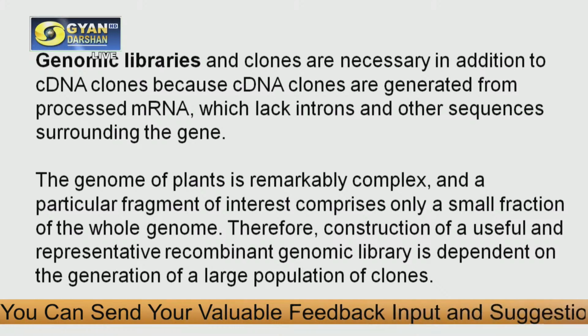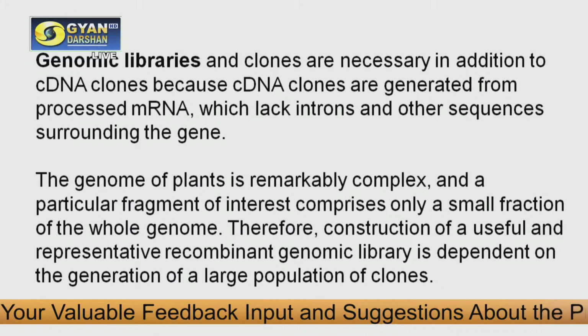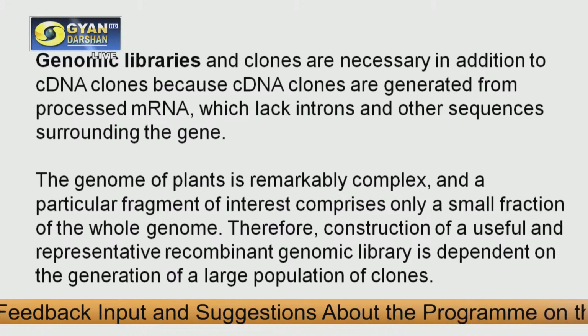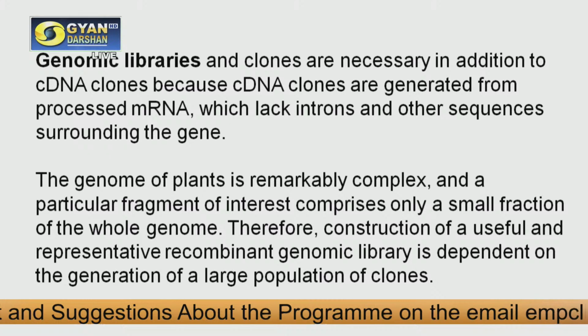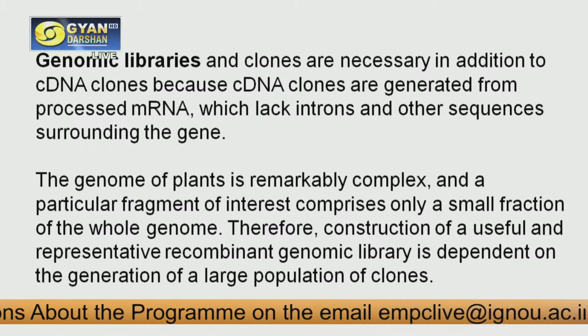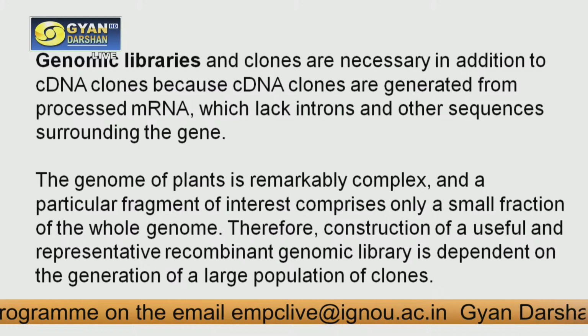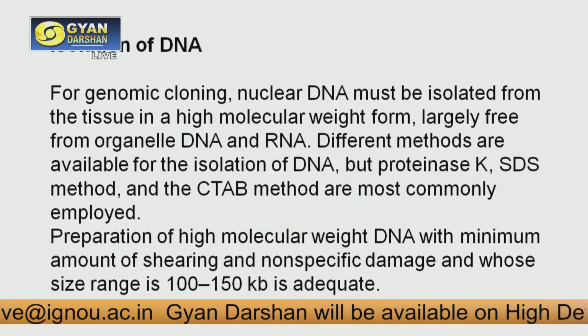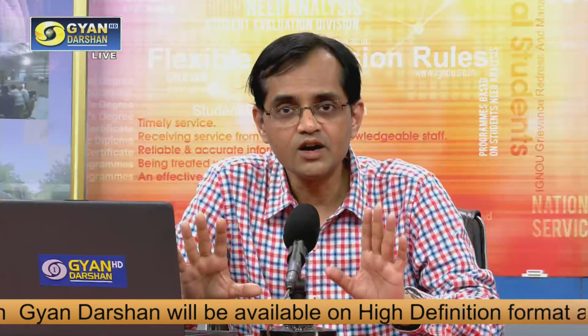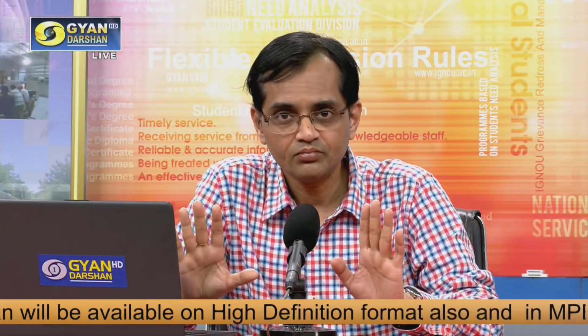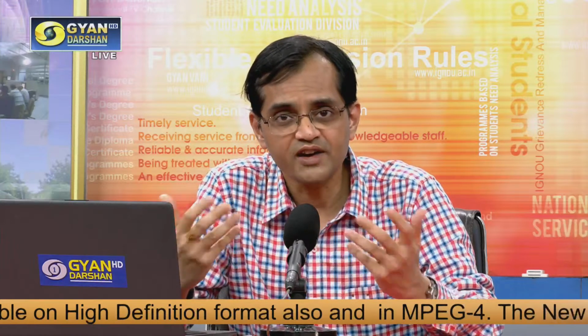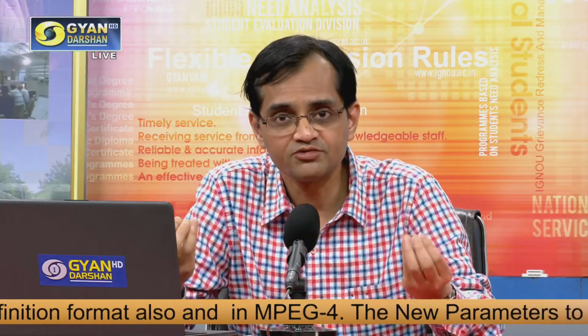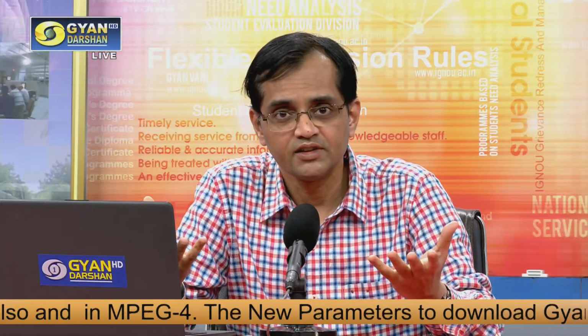The genome is remarkably complex, and a particular fragment comprises only a small fraction of the whole genome. Therefore, construction of a useful and representative recombinant genomic library is dependent on the generation of a large population of clones. So I hope you got the idea of what is meant by library. If I define it in a better way in terms of molecular biology, a library actually represents a series of clones.